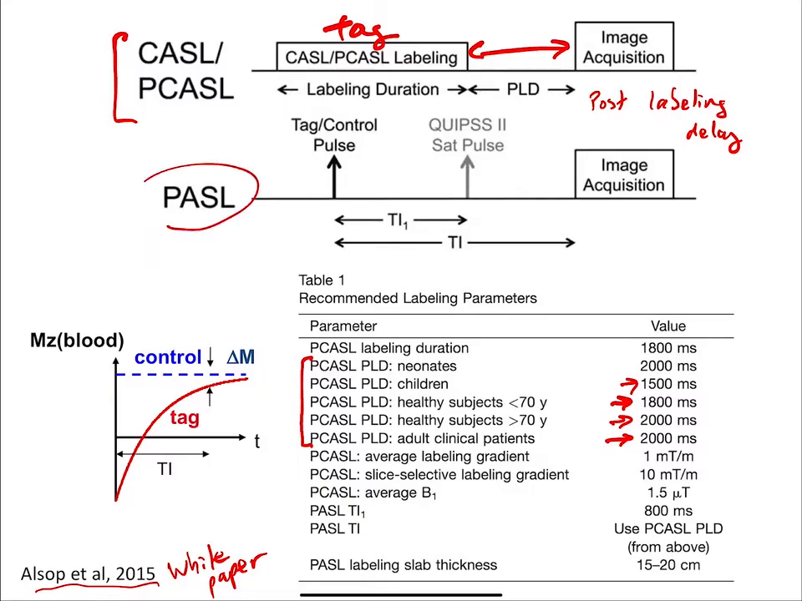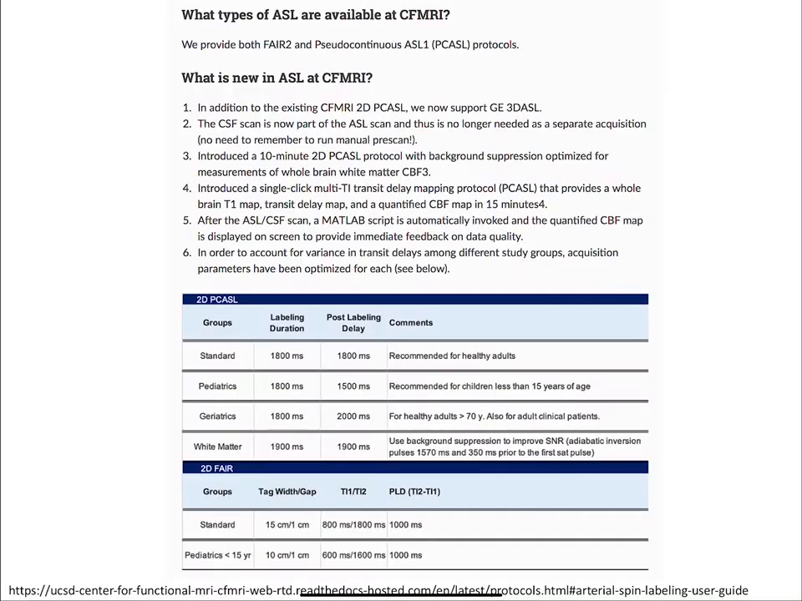For pulsed ASL, this is the equivalent to the PLD. Okay, because this is your tagging time, and so in this case, basically, this TI says use the PASL PLD for that. So, because in this case, yeah, so actually that's a mistake. Let me correct that. Whoops.